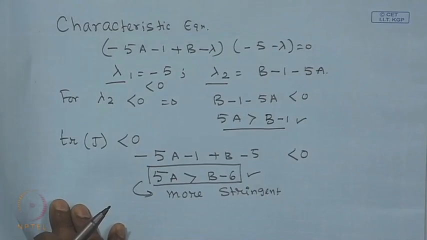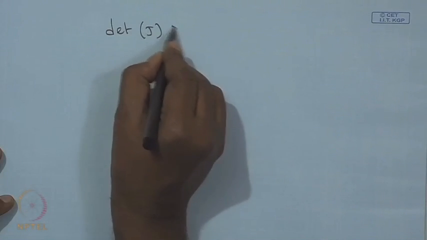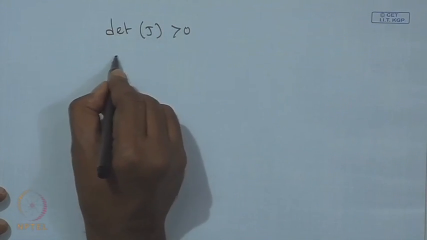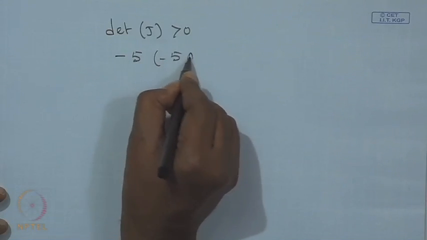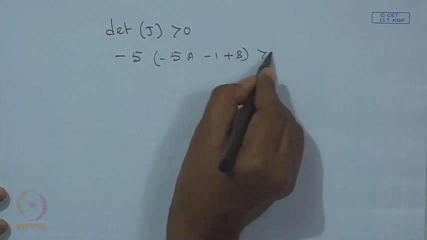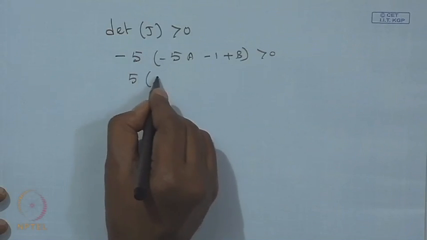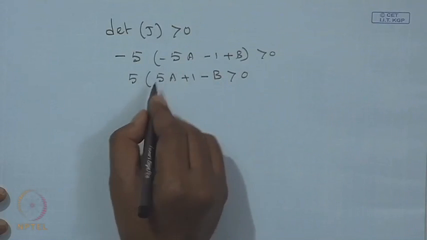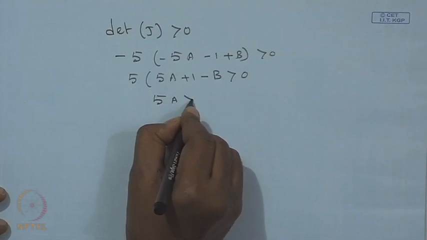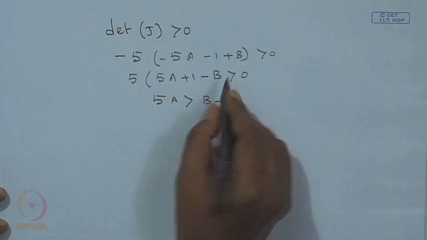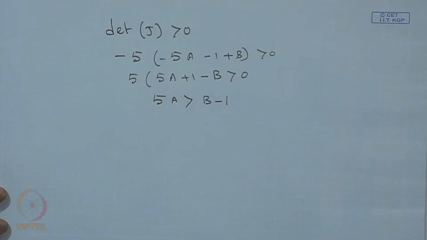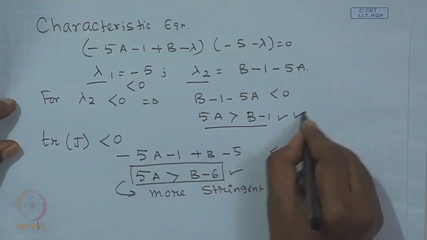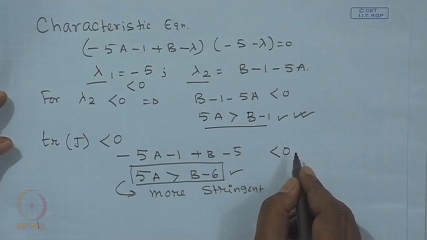Then we will also check the determinant of the Jacobian matrix should be greater than 0. If you look into the determinant, this becomes minus 5 times minus 5a minus 1 plus b should be greater than 0. So, minus can be consumed here. So, this will be 5a plus 1 minus b should be greater than 0. So, one can have 5a is greater than b minus 1. If you remember, we already got this equation earlier. So, 5a is always greater than b minus 1.